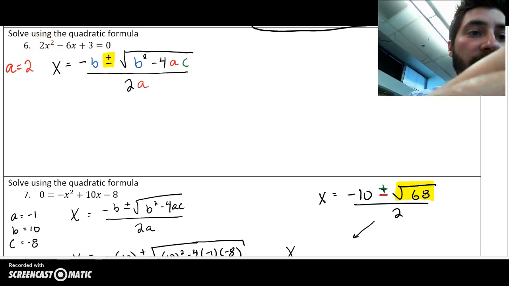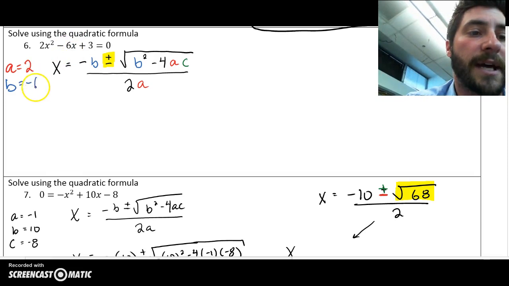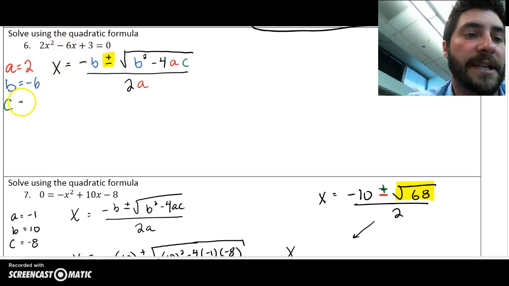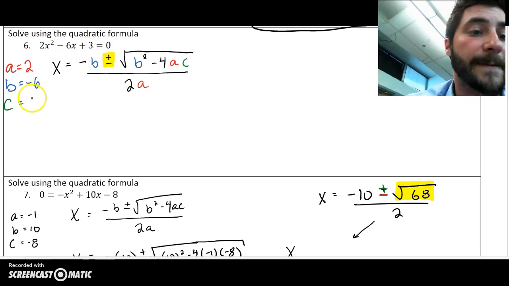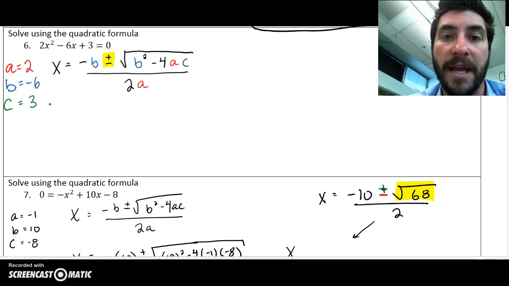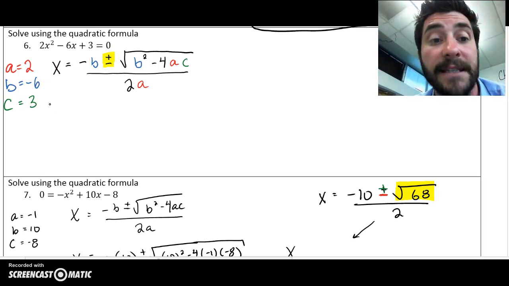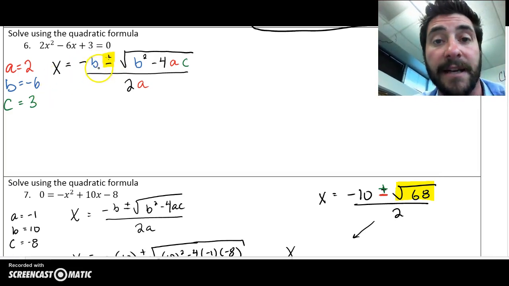Now our b value. b is attached to the linear term here, the middle guy. So that's negative 6. And c, I always think of c as standing for constant. That's just the number at the end, the constant term. Now that we got our a, b, and c identified, take your time, please. Use parentheses when I'm taking out a b and plugging in negative 6.